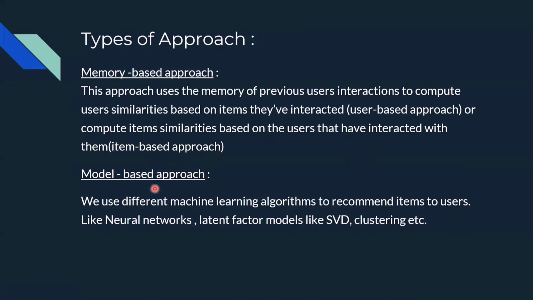Or we can also do the model-based approach. We use different machine learning algorithms to recommend items to users, like neural networks, latent factor models like SVD, and clustering. The memory-based approach is good, but if we have a large number of users and a large list of items, it becomes complex. So we generally go with the model based approach.